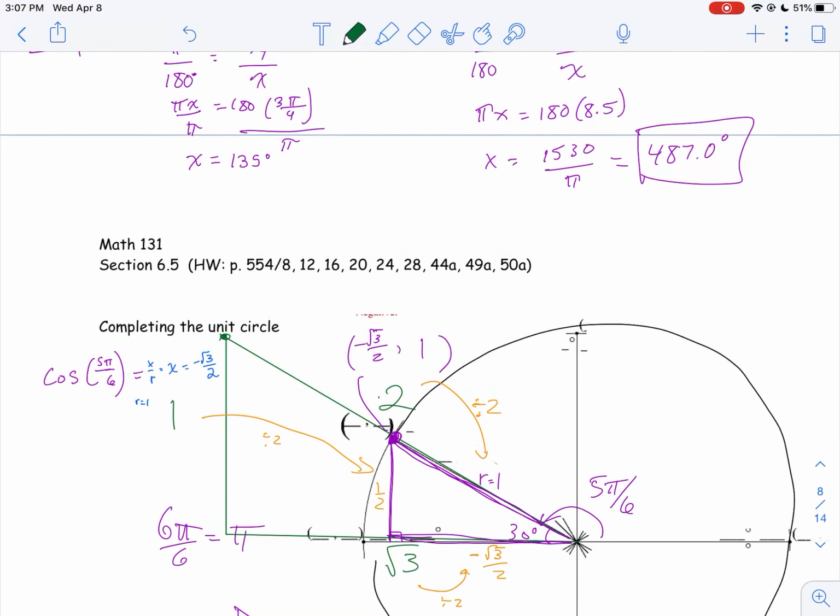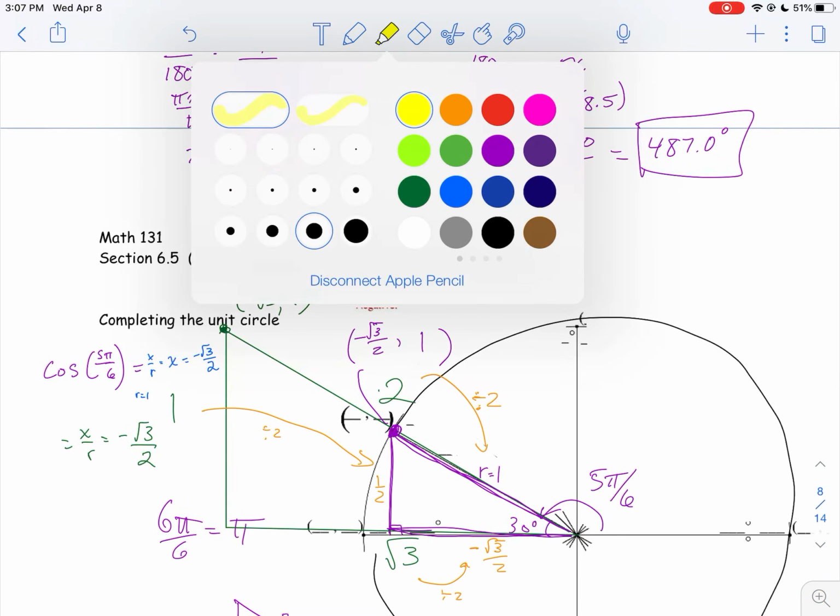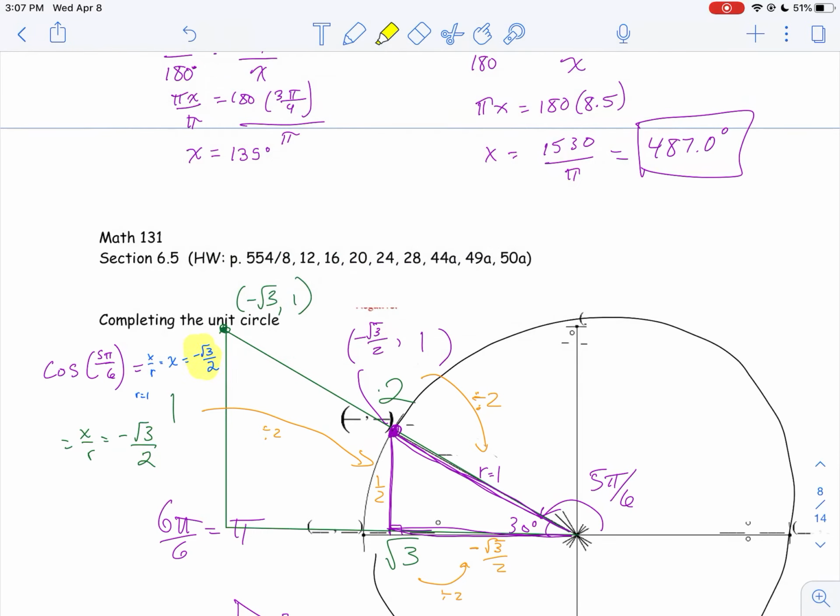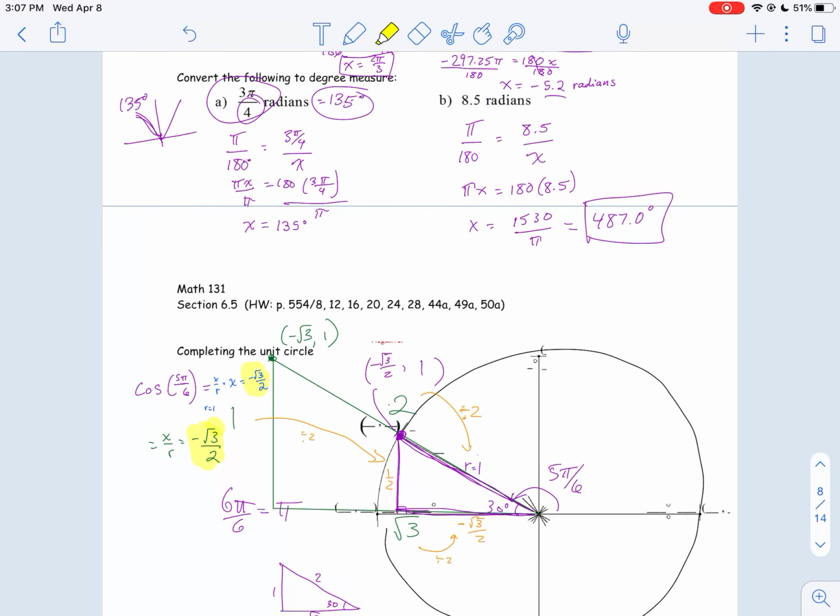Okay? Now, if you do it using the green triangle, it's not a unit circle, but the definition of cosine is still x over r. My x value here is going to be negative square root of 3. And y is positive 1, square root of 3. But now my radius is 2. You'll notice the answers are the same regardless of which method I use. And so here we get negative square root of 3 over 2 regardless.